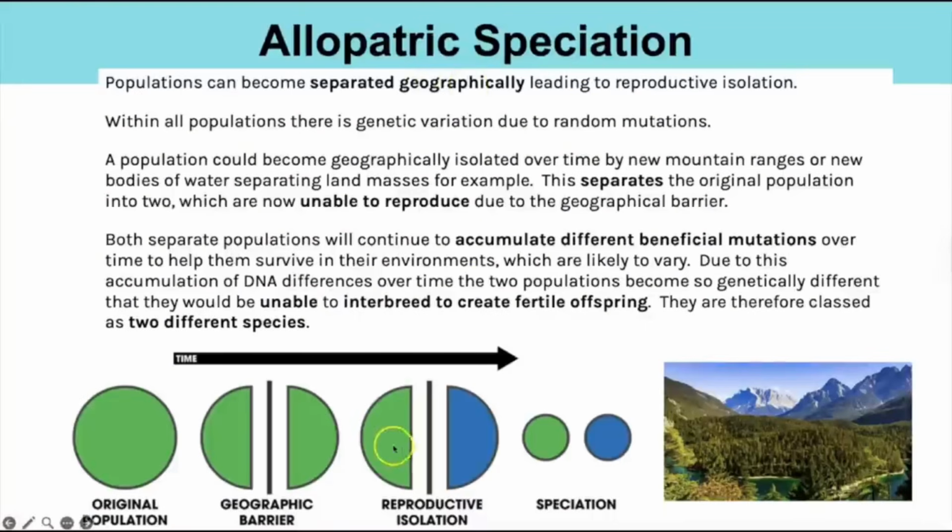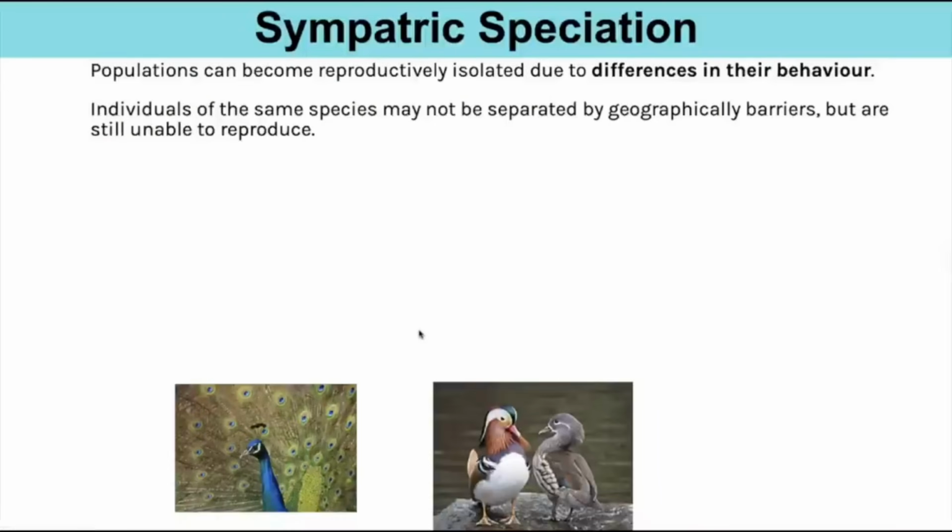That means that different mutations will accumulate in both populations, and therefore they'll go through natural selection and evolution for their environment. You get an accumulation of different mutations, and therefore they're now so genetically different they cannot interbreed to make fertile offspring. So they're two new species. And this is an example of directional selection.